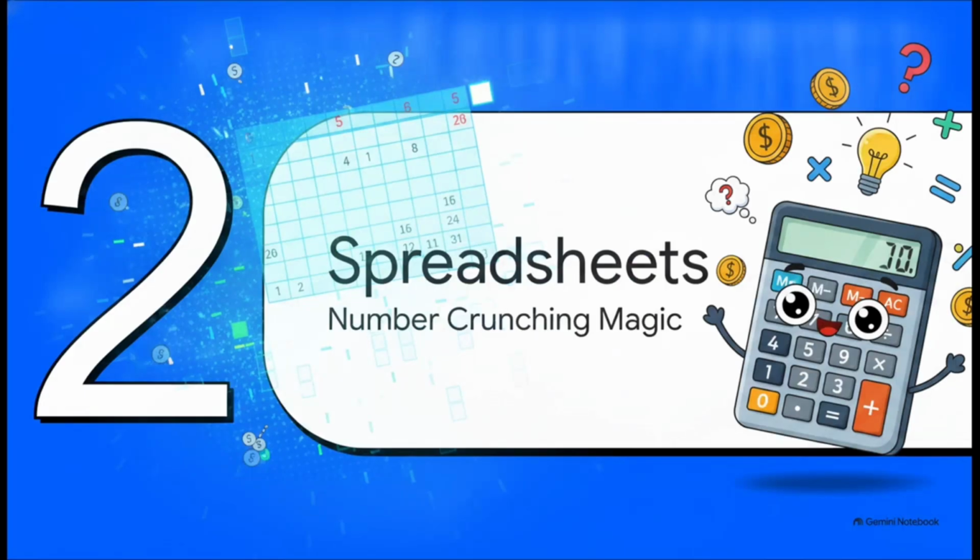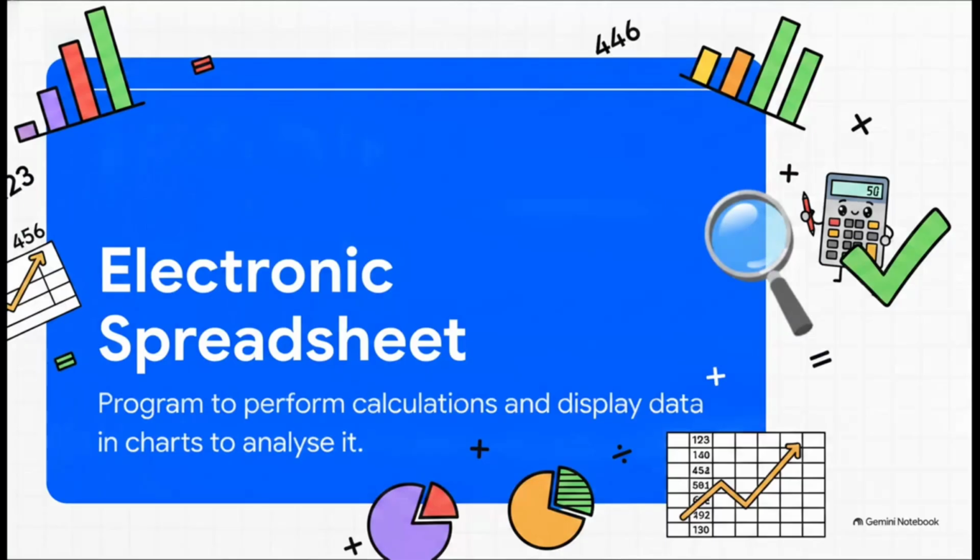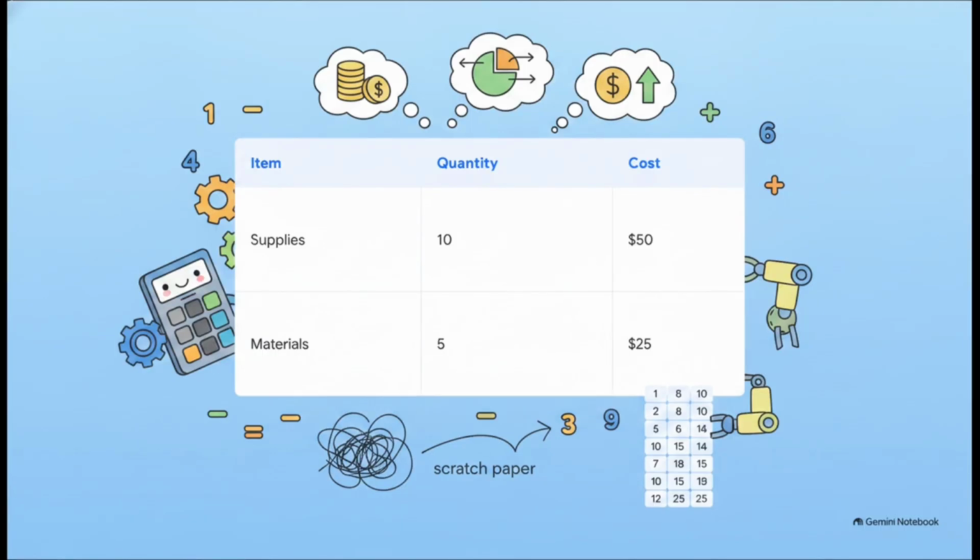Number 2. Spreadsheets, number crunching magic. So, what exactly is an electronic spreadsheet? Basically, it's a program that helps you perform calculations instantly. But it doesn't just do the math, it actually lets you display all that data in charts so you can analyze it in a way that makes so much more sense. It really is the ultimate tool for creating worksheets to manage and organize numerical data. To put that into perspective, think about doing a cost analysis for your project. You arrange your data neatly into columns and rows, listing out your items, their quantities, and what they cost.